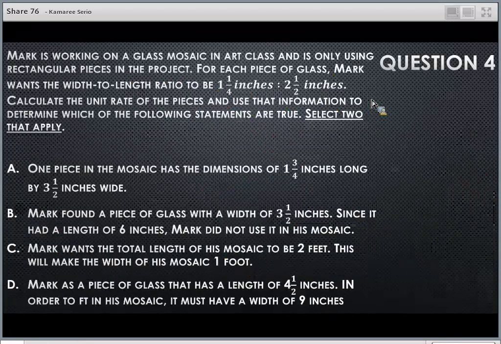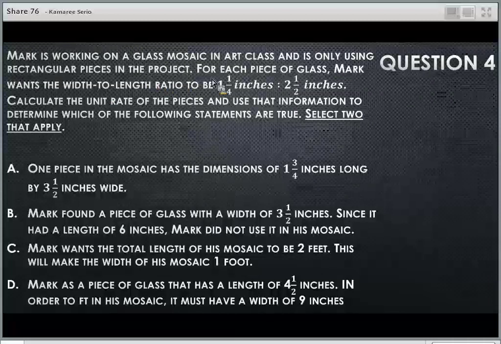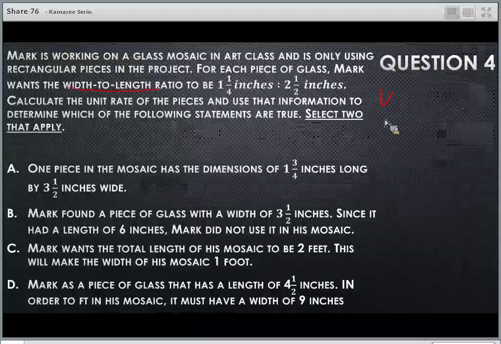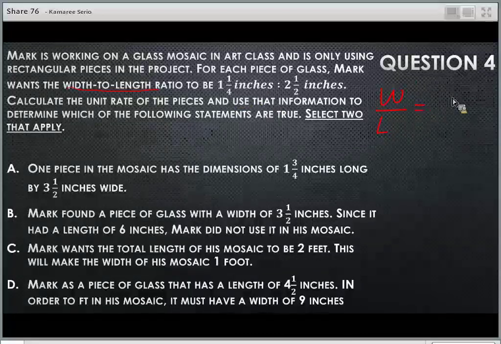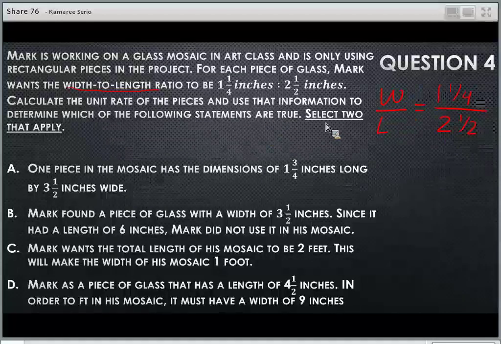Alrighty, so Mark is working on a glass mosaic in art class and is only using rectangular pieces for the project. For each piece of glass, Mark wants the width to length ratio to be 1 1/4 to 2.5 inches. Calculate the unit rate to the pieces and use that information to determine which of the following statements are true. Select 2 that apply.